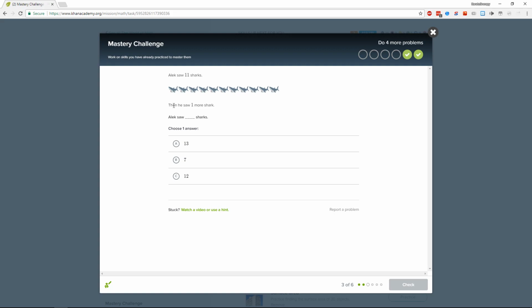So 11 sharks. Then he shot one more shark. Oh shoot. I like how I'm counting sharks and I'm doing binomial expansion. So like the third power, which takes like forever.